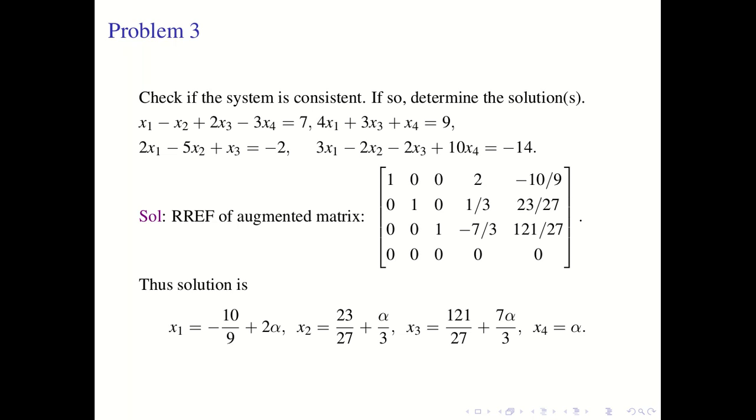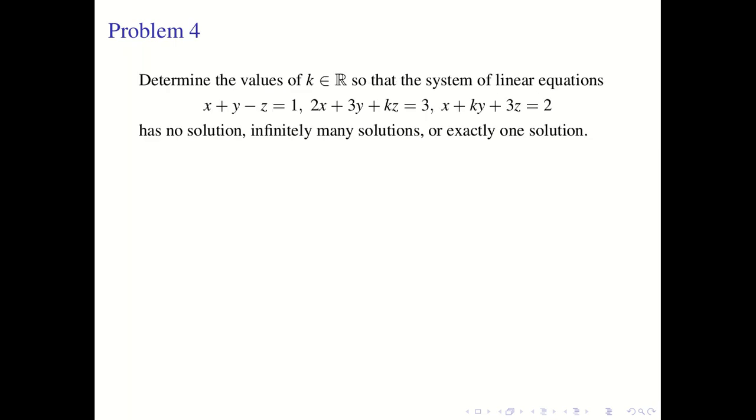So put x4 equal to alpha, then you get x3 as 121 by 27 plus 7 alpha by 3, x2 as 23 by 27 plus alpha by 3, and x1 as minus 10 by 9 plus 2 alpha. So this gives you the solution for the system of linear equations. Now let's move to the next problem.